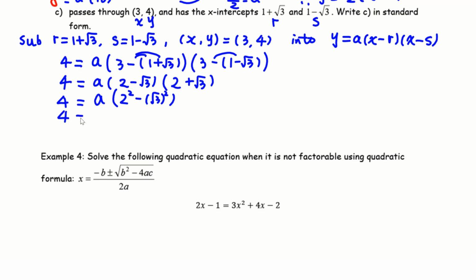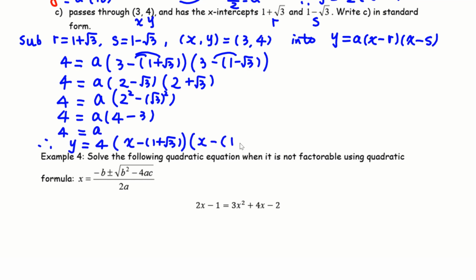Then 4 equals a times 2, 2 squared is 4, square root 3 squared cancel out, it will be just minus 3. So you will have 4 equals a times 1 is a. Then write a statement, sub in the a, p, q. So y equals 4 times x take away 1 plus square root 3, then x take away 1 minus square root 3. And this question asks you to change it to standard form, so it is a little bit tricky question.